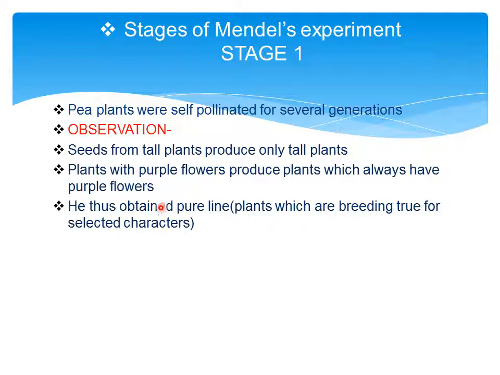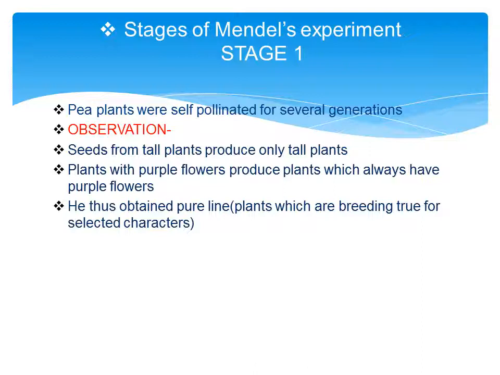So he obtained pure lines. Pure lines means plants which breed true for the selected characters. They produce the same kinds of plants. If they were tall, the plants produced were tall, and if they had purple flowers, then even after several generations, as they were self-pollinated, they had only purple flowers. So this was stage 1 of Mendel's experiment, where he did self-pollination for several generations. He saw that tall plants produce tall plants, and purple flower plants produce purple flower plants. Is it clear for everyone?